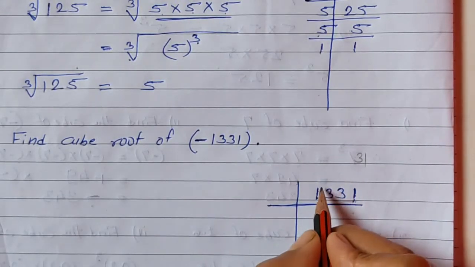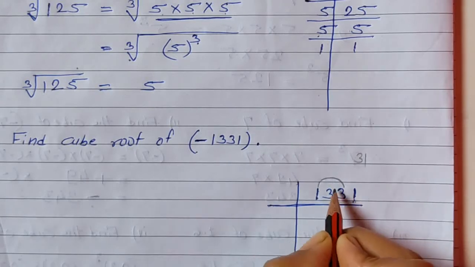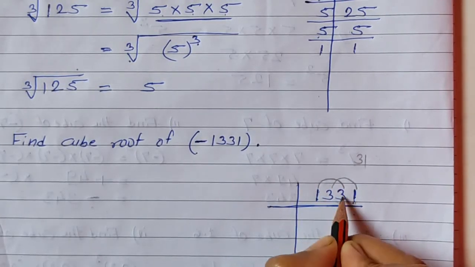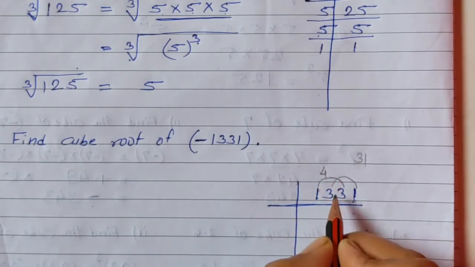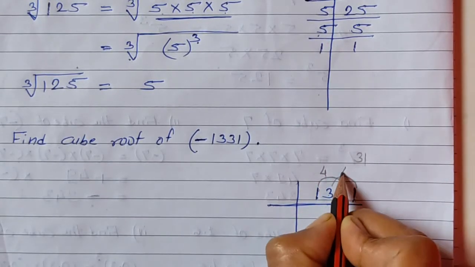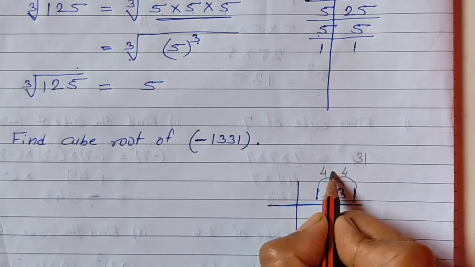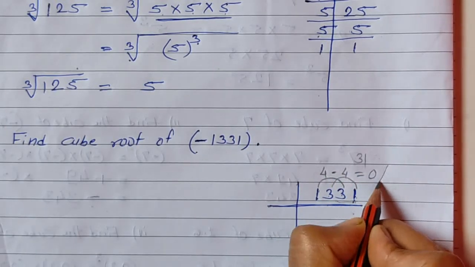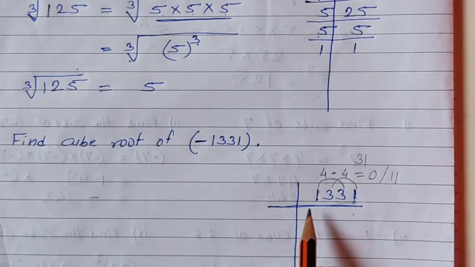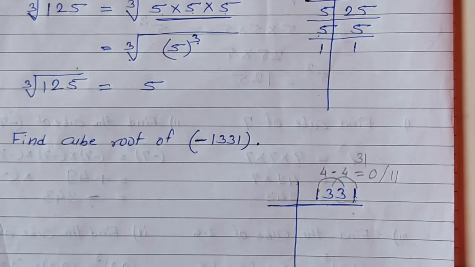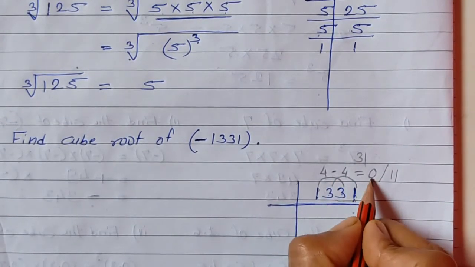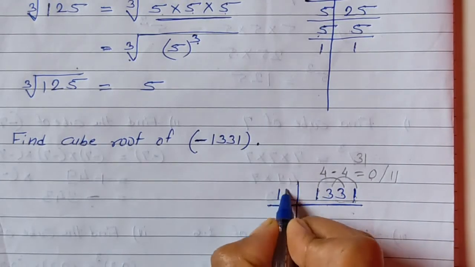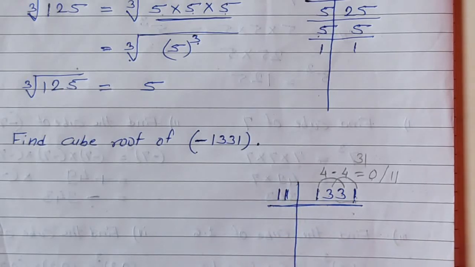Here I am adding the alternate digits. So 1 plus 3 is equal to 4, and 3 plus 1 is equal to 4, and subtract them. If this difference is equal to 0 or 11, then this number is divisible by 11. Its answer is 0, so obviously this number is divisible by 11. So I am using this test of 11.